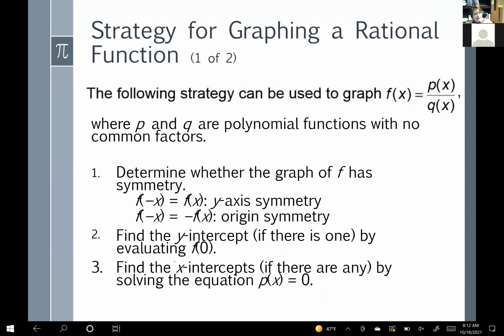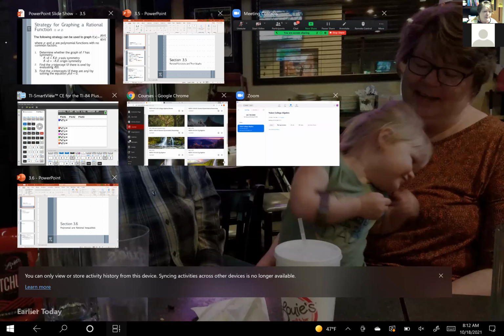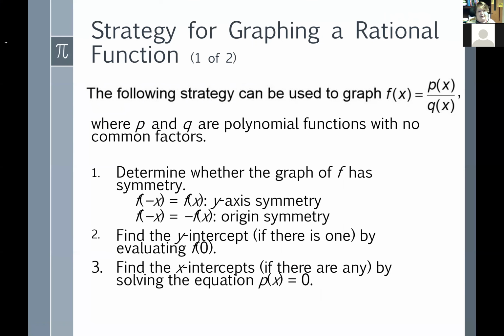Now, I also highly encourage you to take your calculator out and look at the graph on your calculator also, but you're going to have to find all this information and plug it into your calculator. Plug it into MyMathLab. So the first thing you do is check for symmetry.